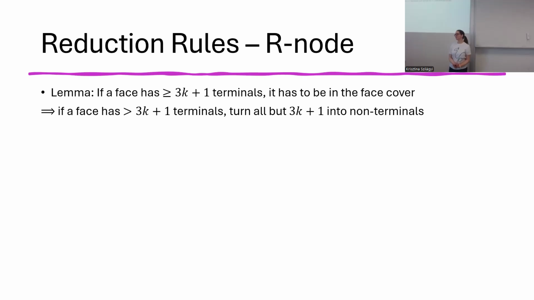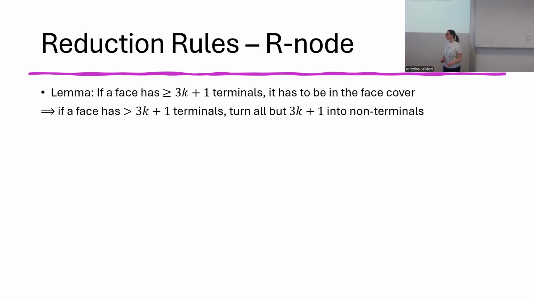So for R nodes, the situation is a bit more complicated. What we can first do is observe that if a face has a lot of terminals, it has to be in the face cover. The idea behind this is, if you have a face with a lot of terminals and it is not in the face cover, then you would have to cover all these terminals by some other faces. Because of this tree connectivity and everything, you would need more than k such faces. So if a face has more than 3k+1 terminals, then we already know that it's in the face cover.